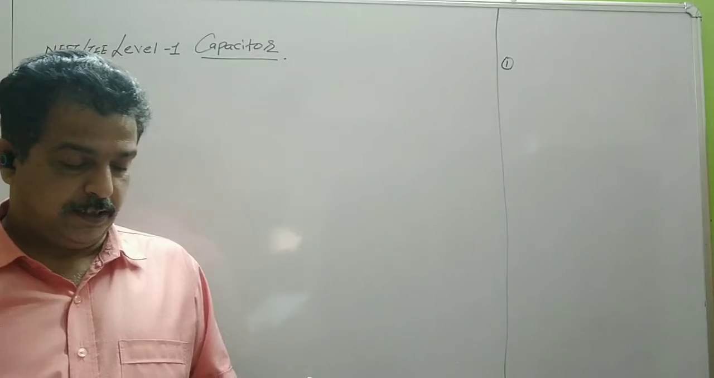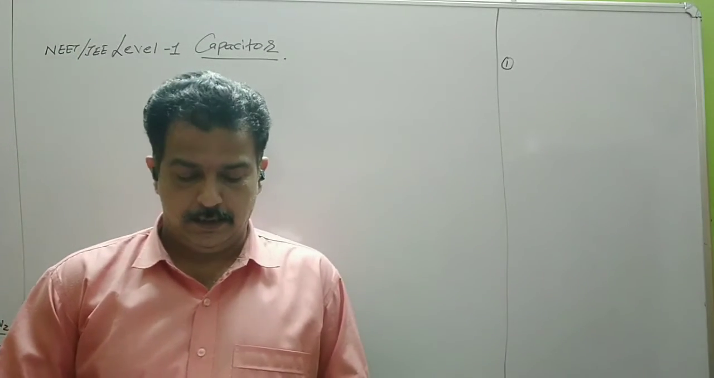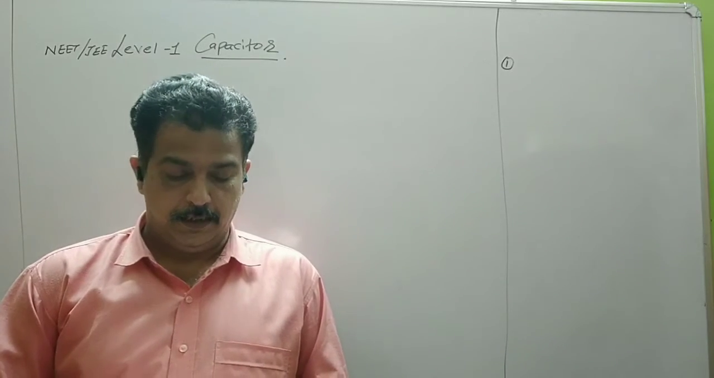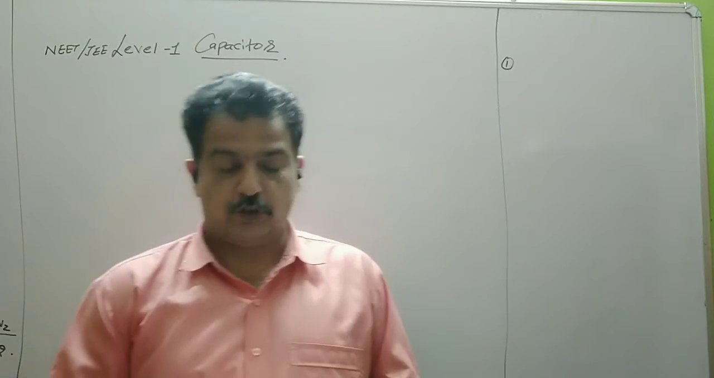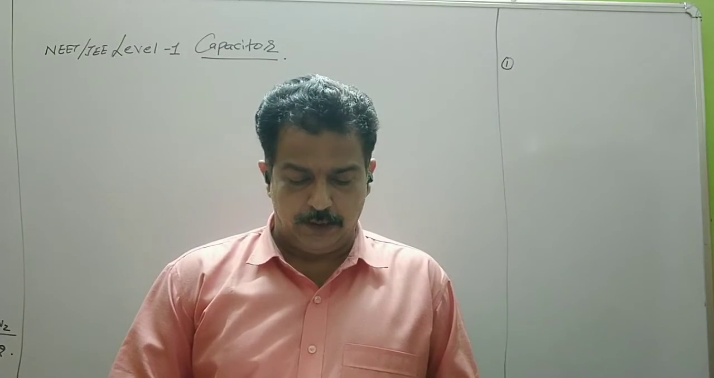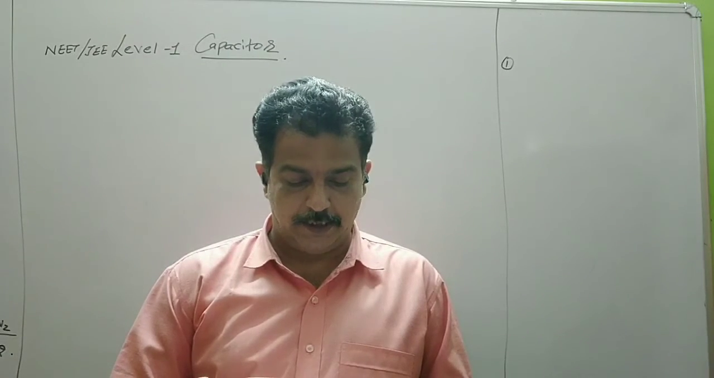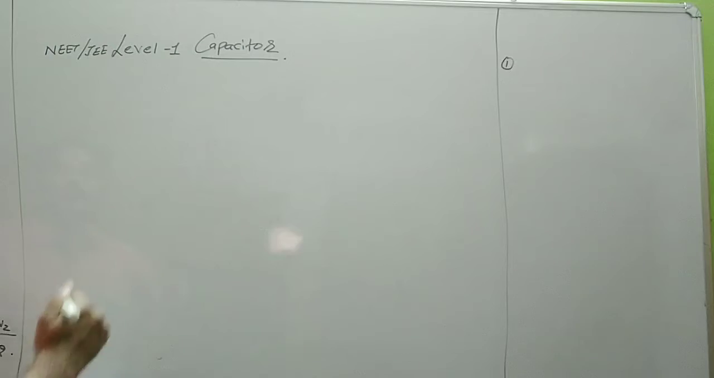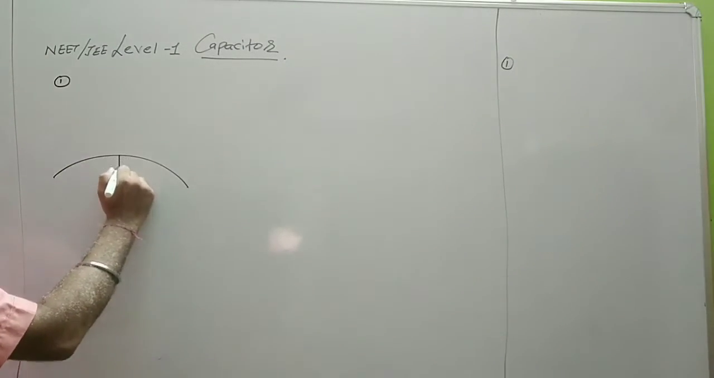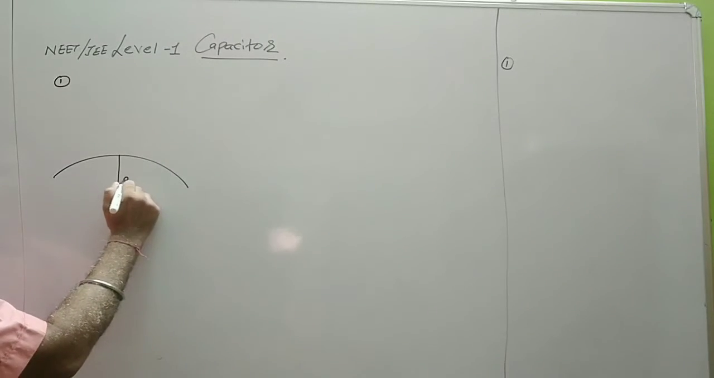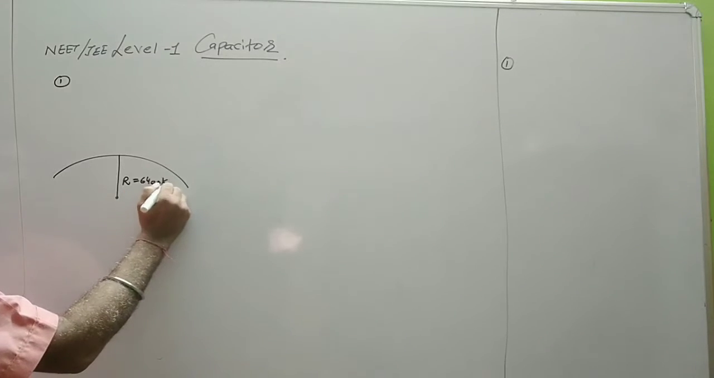The stratosphere acts as a conducting layer for the earth. If the stratosphere extends beyond 50 km from the surface of the earth, then calculate the capacitance of the spherical capacitor formed between the stratosphere and the earth's surface. So in this first numerical, suppose this is earth. We know its radius is r, that is 6400 km.